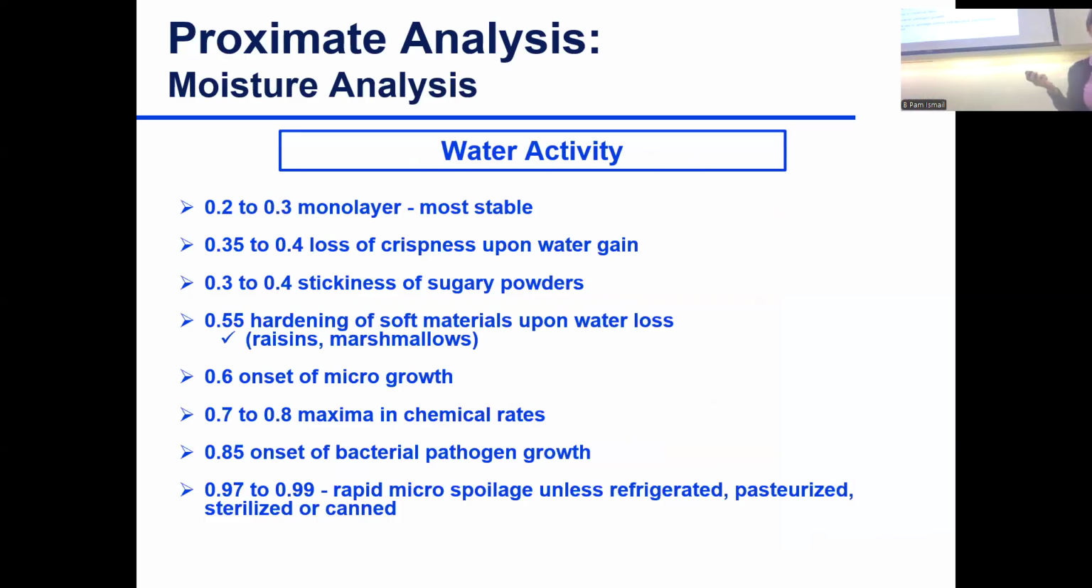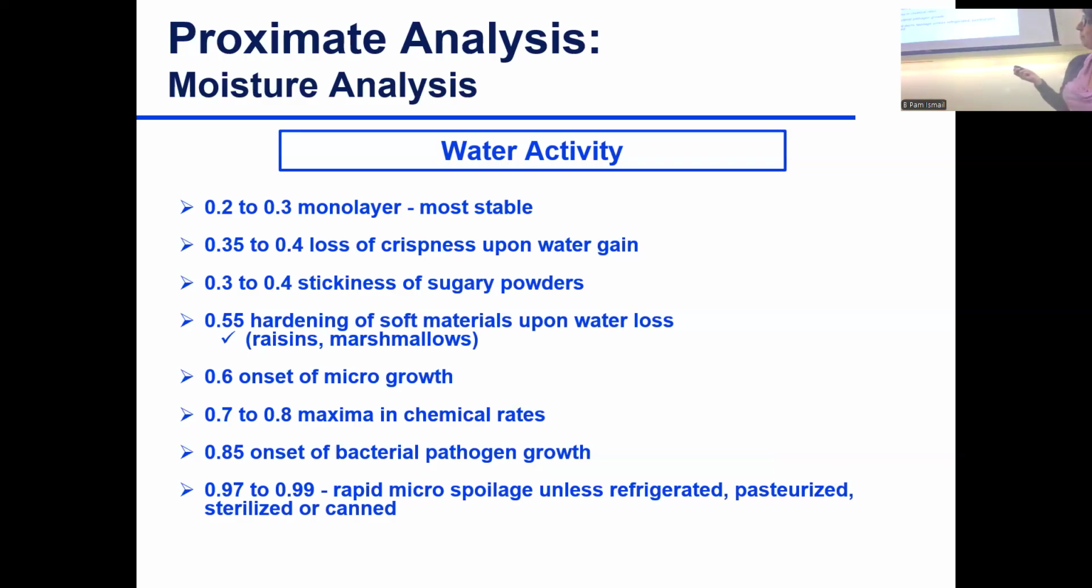So most monolayer values are between 0.2 to 0.3 for foods. So they are most stable. At 0.35 to 0.4, you lose crispiness upon water gain. And then between 0.3 and 0.4, you get stickiness for sugary powder: you gain moisture, and then the sugar with the moisture gives you that sticky feeling.